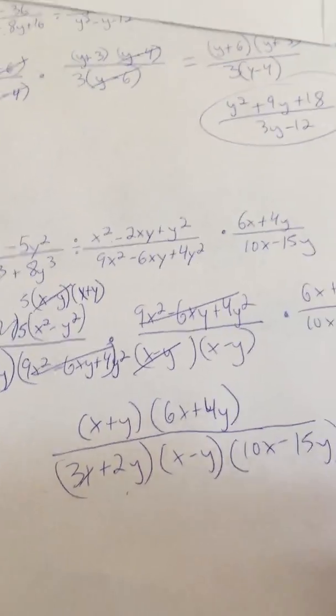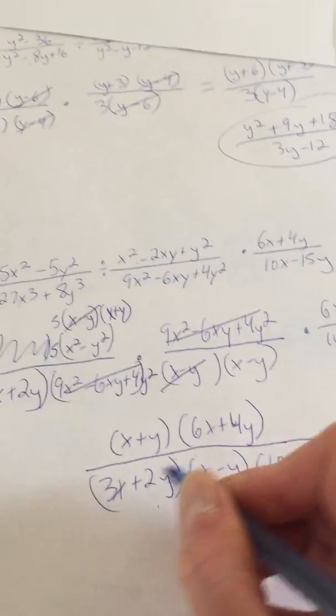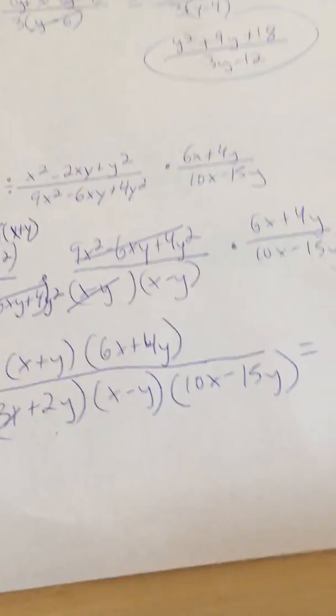Okay, let's do that. So let's pull out a 3. No, I can't pull out a 3 or a 2. I can't. I think I'm just going to leave it like that.